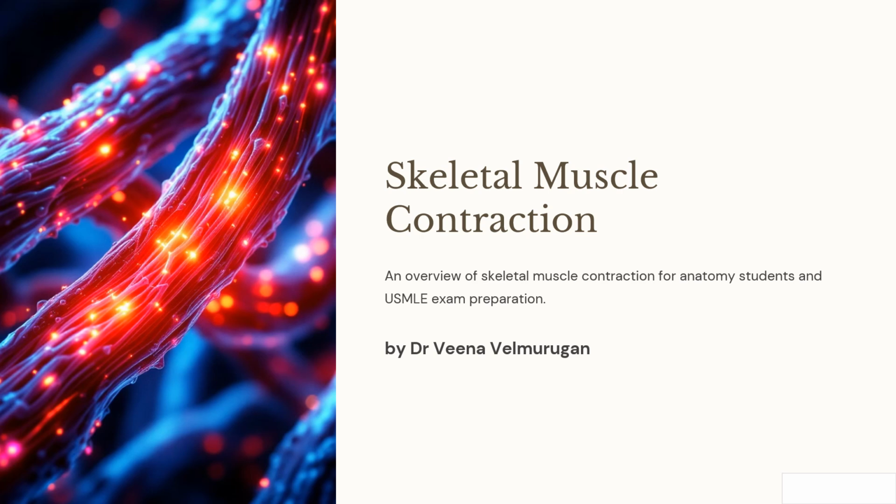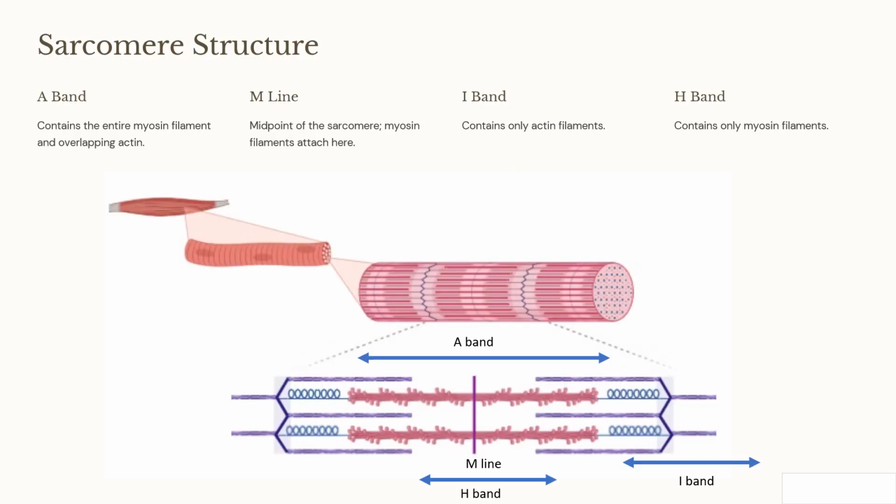Hello everyone. Today we are going to see about skeletal muscle contraction. So here we will be dealing with the A band, H band and all the different bands, as well as a short overview about how the contraction happens. So this is the structure of the sarcomere.